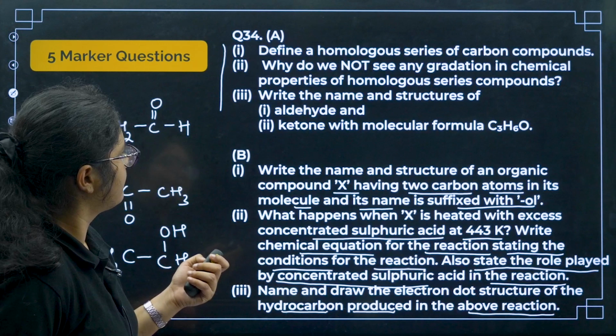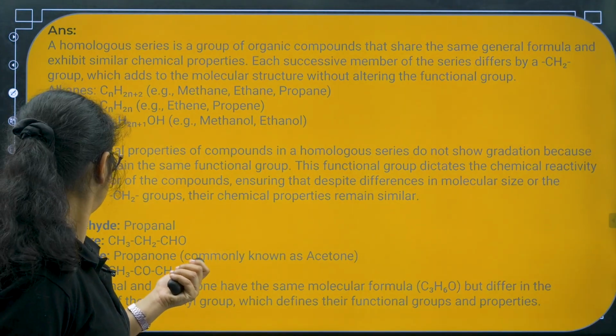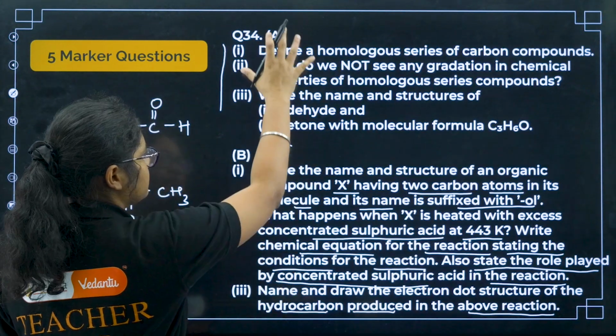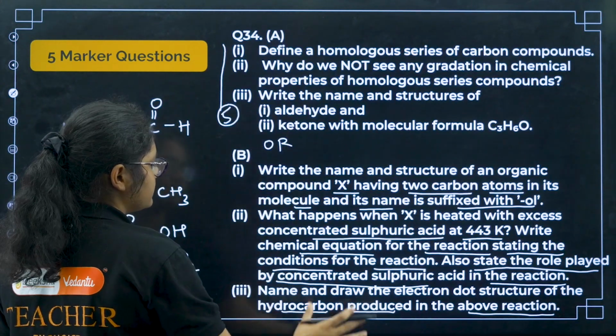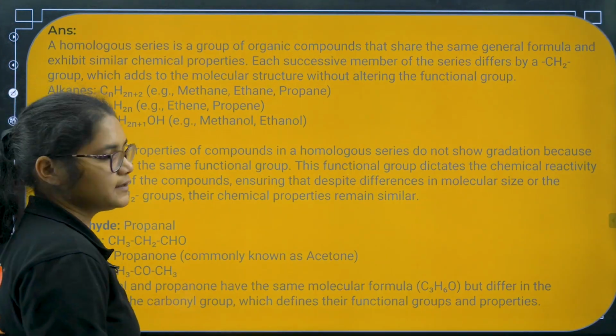Okay, how are the marks distributed? Let me check. Okay, so this is an OR question. You can either attempt this whole question and you will get 5 marks, or this whole question and you will get 5 marks. Okay, fine. So first question, we'll see what is a homologous series.